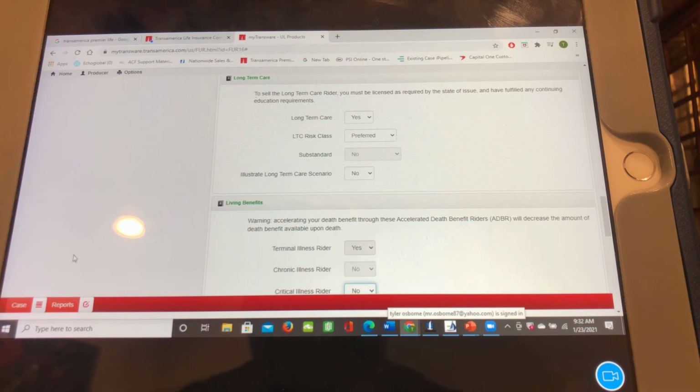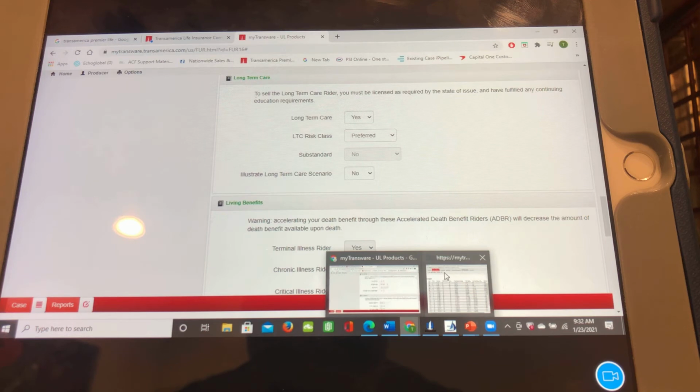What's up, Larry? I'm having a brain fart. What's the difference between long-term care and living benefits at the moment? Who can explain that?